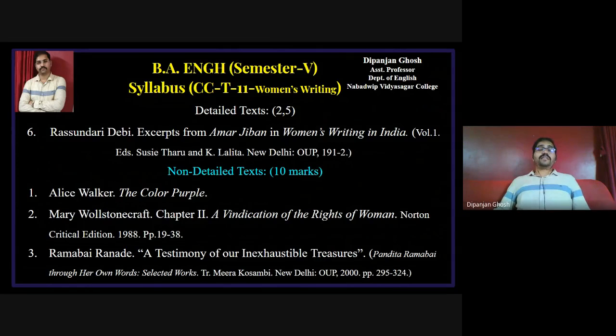The third text that falls under the non-detailed texts is Ramabai Ranade's A Testimony of Our Inexhaustible Treasures. As you can see here, this is published under Pandita Ramabai Through Her Own Words: Selected Works, translated by Meera Kosambi. It's New Delhi, OUP, that is Oxford University Press. It was published in the year 2000, and the page numbers are 295 to 324.